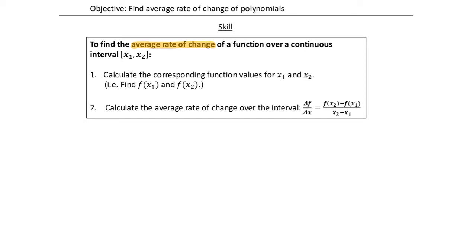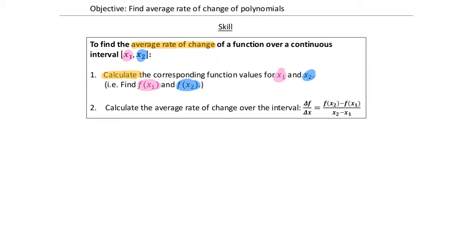And then I'm going to be using color here. So my x1, I'm going to be using pink. And the x2, I'm going to be using blue. So if you have 2 numbers in your interval, the first one is going to be x1, and then the second one is going to be x2. So our step 1 is going to be to calculate. So calculate, meaning they're not always going to be given to you, so you're going to have to find it. The corresponding values for x1 and x2, meaning we're going to be calculating f of x1 and f of x2.